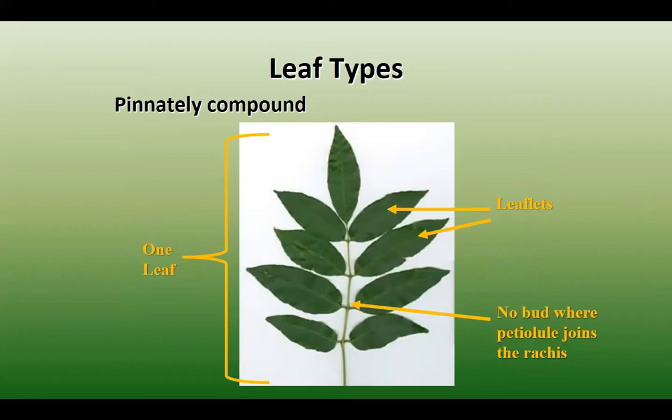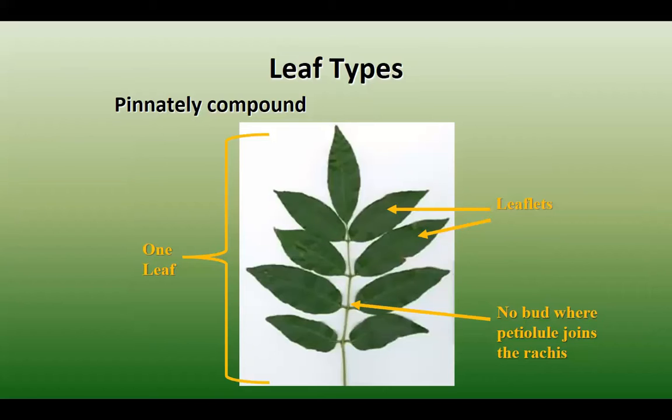And how can we tell where we have that division between a leaflet or a leaf? A leaf would have a bud at its base. So in this case, if you looked at the base of where each one of those leaflets attaches to the petiole, or where the petiole attaches to the rachis, you would find a bud right there if that was a leaf. But in this case, there's not a bud.